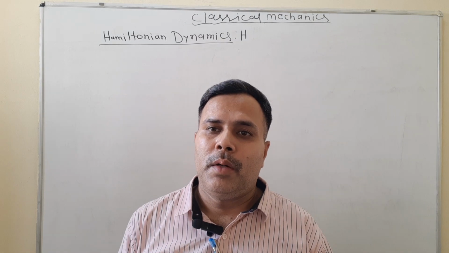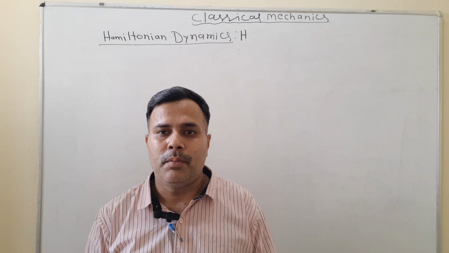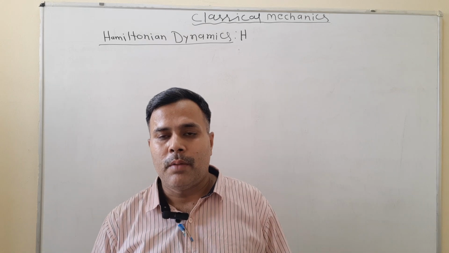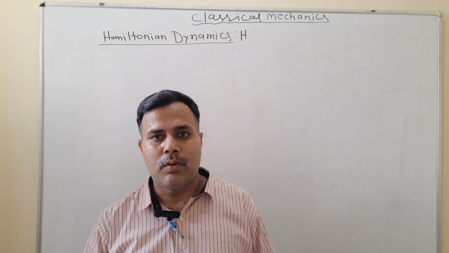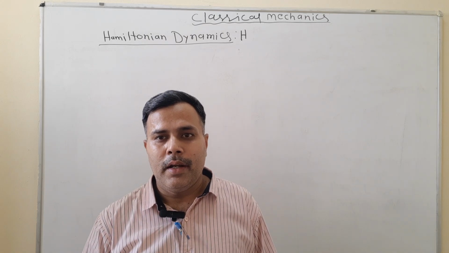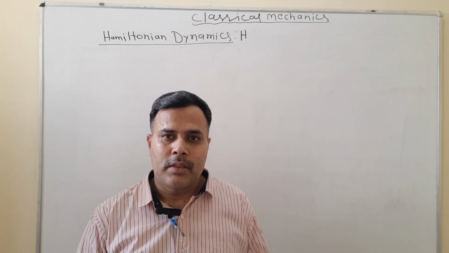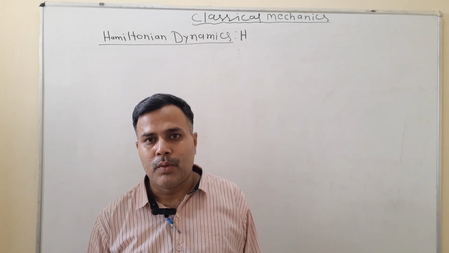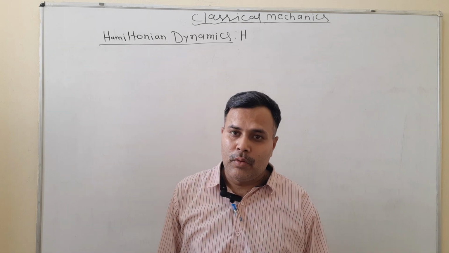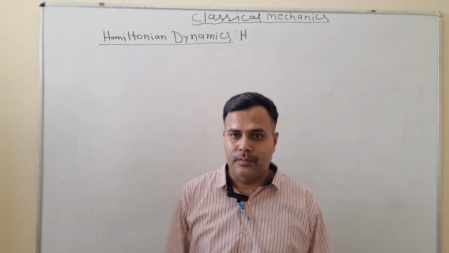In the previous lecture, we discussed the importance of Hamiltonian dynamics over Lagrangian dynamics. Hamiltonian is basically a function of generalized coordinates, generalized momenta and time. And we discussed what Hamilton's equation of motion is and what the relation between Hamiltonian and Lagrangian is.